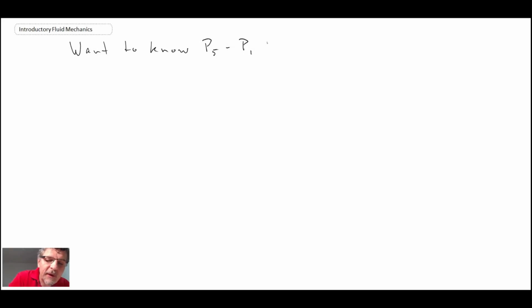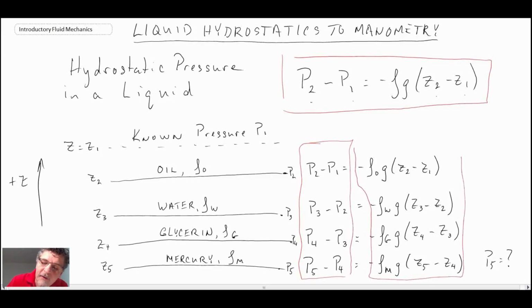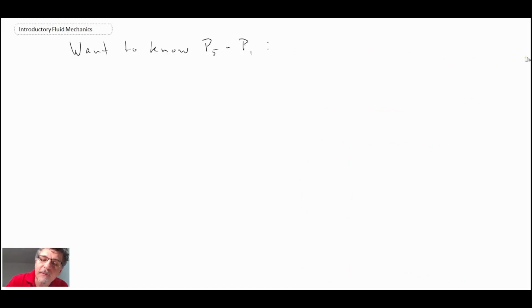If you want to know P5, and you would reference it to P1, which was the known pressure at the top, the way that we would do it is we would add all of these together. We would take all of these here and add them all together, and similarly with the right-hand side, we would add all of these together. So let's go ahead and do that.